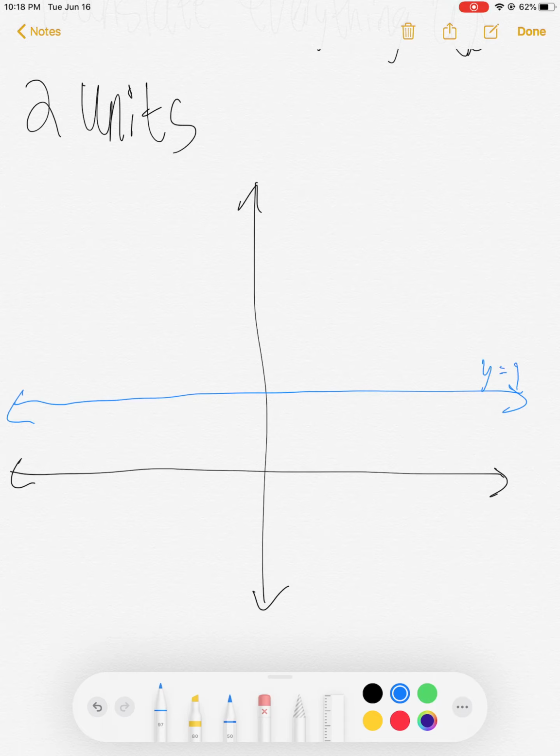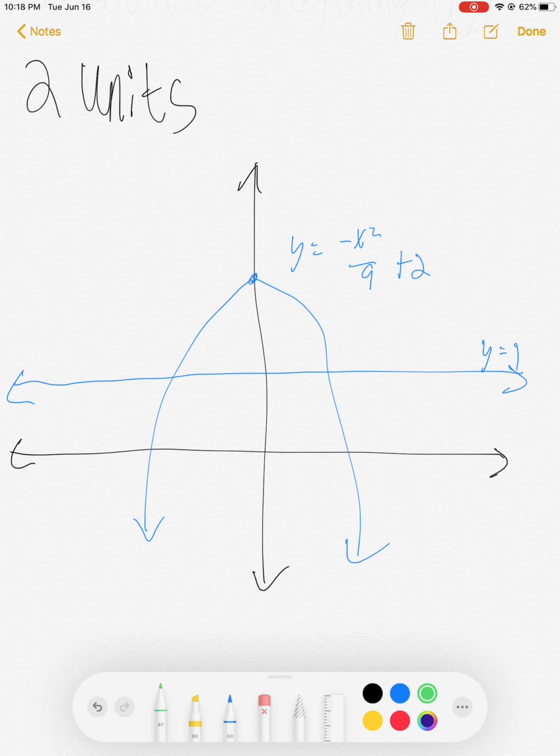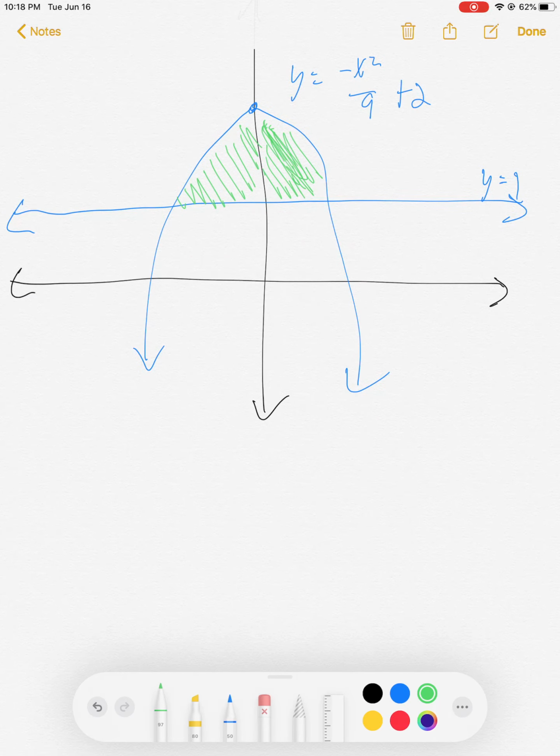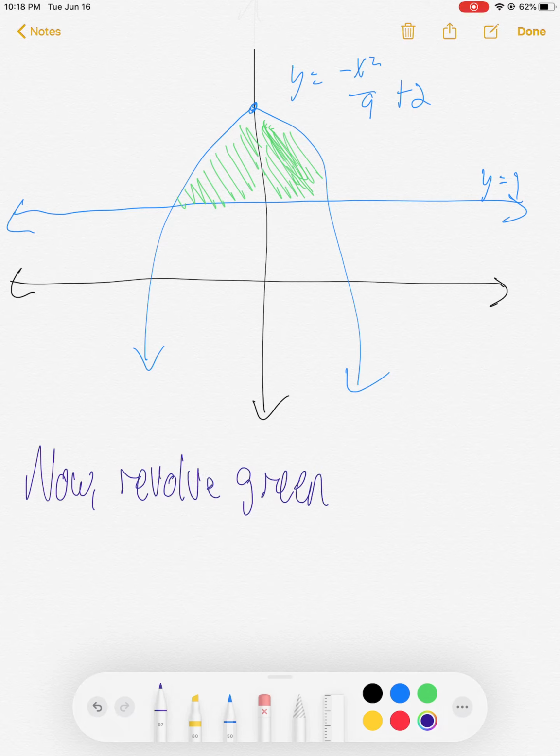Right, so this is line y equals 1. And then -x squared over 9 will get moved up here to y equals -x squared over 9 plus 2. Okay, now you're probably asking, well, geez, that doesn't seem like it was very helpful because I still have to do the same thing. All right, we're still going to have to integrate and all that stuff. The benefit of this is that now all that I have to do is revolve about the x-axis, which is going to make writing my formulas so much easier. So now we're going to revolve the green region about the x-axis.